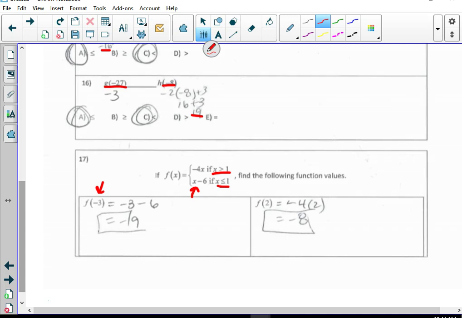F of 2. Well, we look at the 2. And we ask ourselves, is that greater than 1? Yes. So you plug it in right here. 2 times -4 is -8.